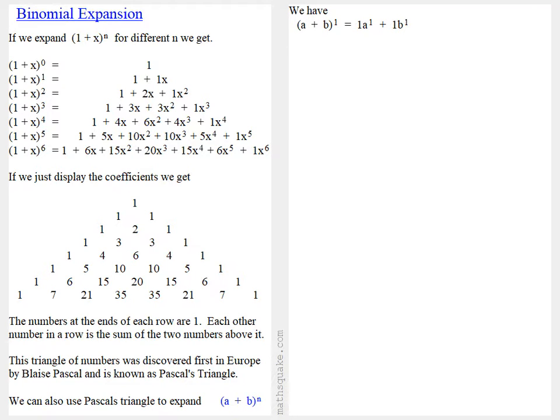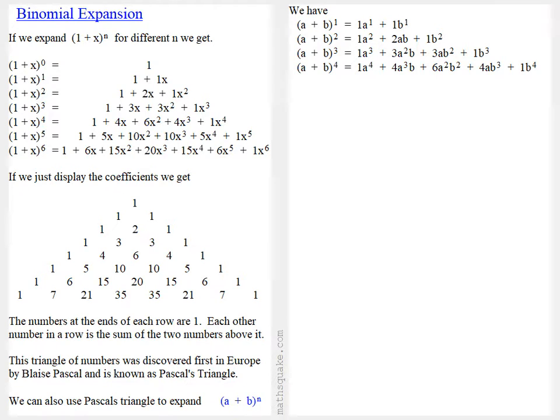Now we have a plus b to the 1 is equal to 1a to the 1 plus 1b to the 1. A plus b all squared is 1a squared plus 2ab plus 1b squared. A plus b cubed is 1a cubed plus 3a squared b plus 3ab squared plus 1b cubed. And a plus b to the fourth is equal to 1a to the fourth plus 4a cubed b plus 6a squared b squared plus 4ab cubed plus 1b to the fourth.